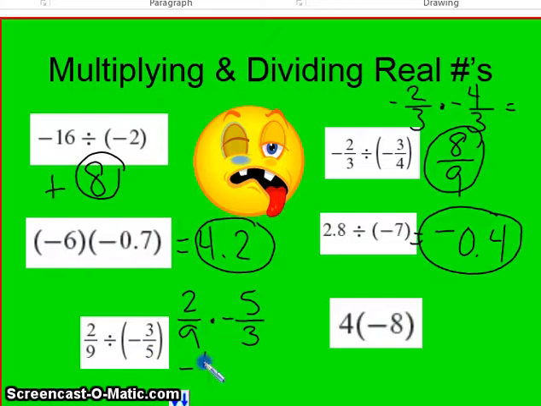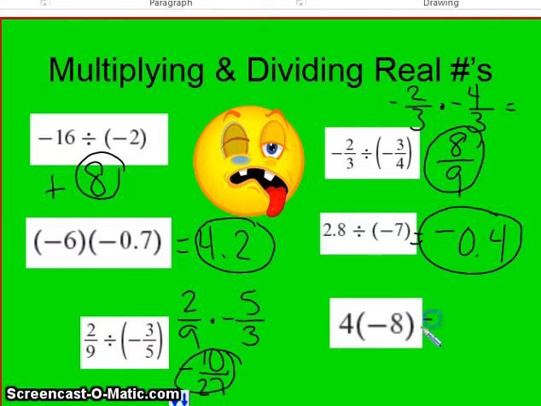2 times 5 is 10. And 9 times 3 is 27. So 2/9 divided by negative 3/5 gets me a negative 10 over 27. And 10 and 27 don't have a greatest common factor other than 1, so we can't reduce that any.